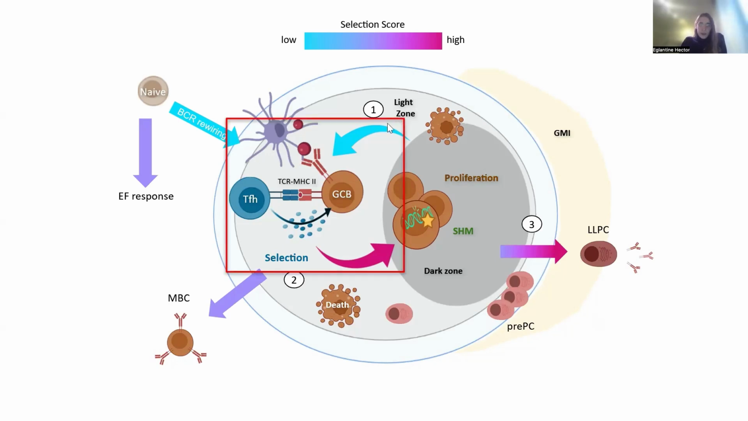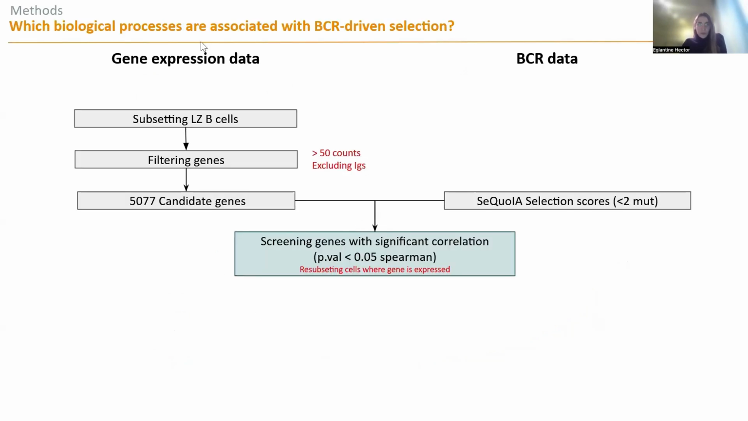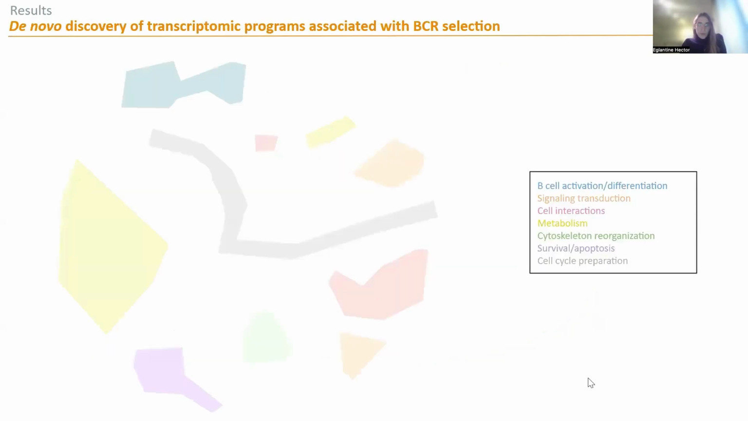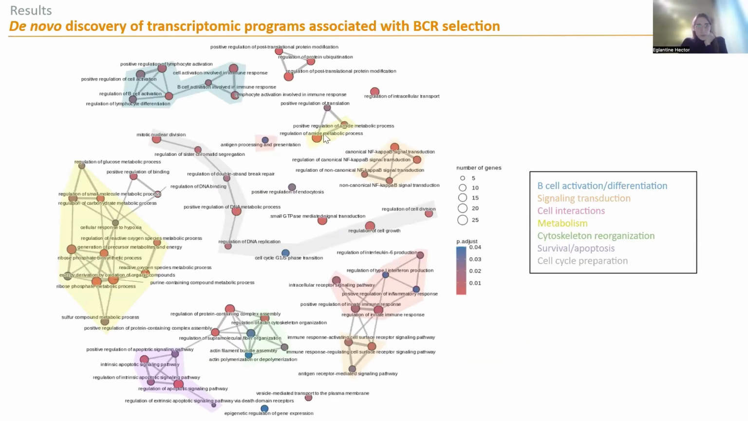Afterwards, we wanted to dig a bit deeper into the mechanisms underlying light zone selection. And to do that, we screened all the genes that were expressed in the light zone, and we correlated them with SeQuoIA selection scores. We selected positively correlated genes, so 600, and we ran a gene ontology. And here are the results. So, of course, cells with high selection scores tend to be more activated. They populate some metabolic programs and seem to reshuffle their cytoskeleton.